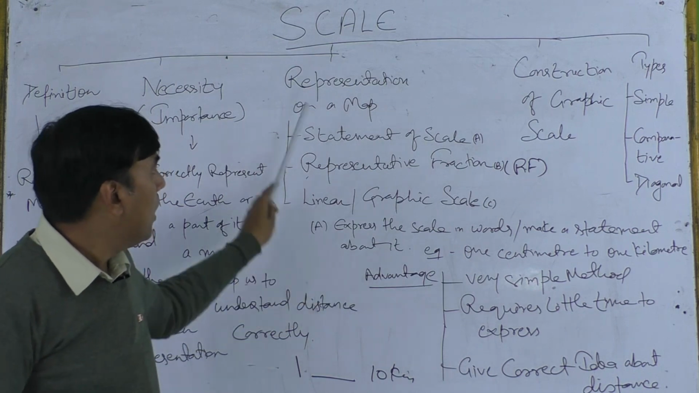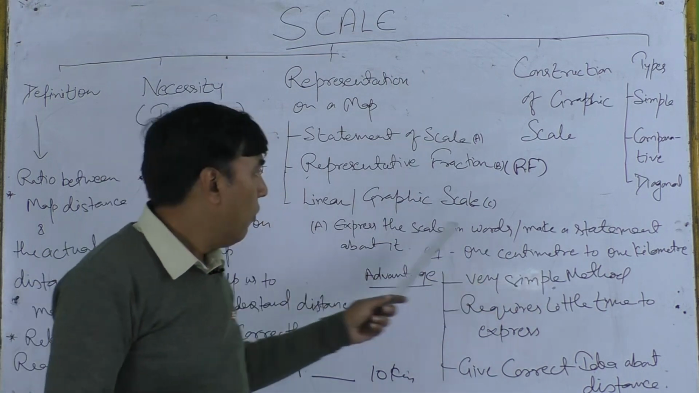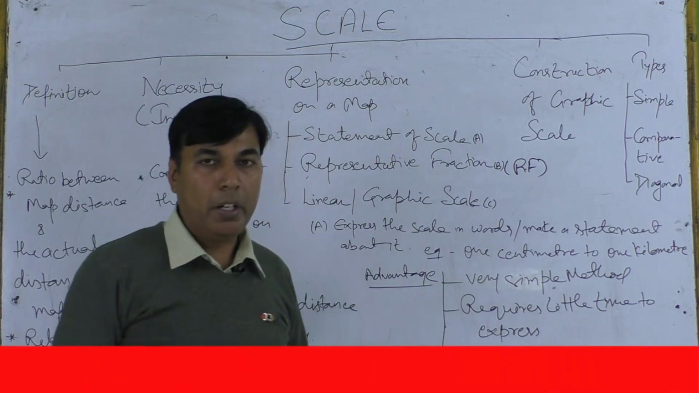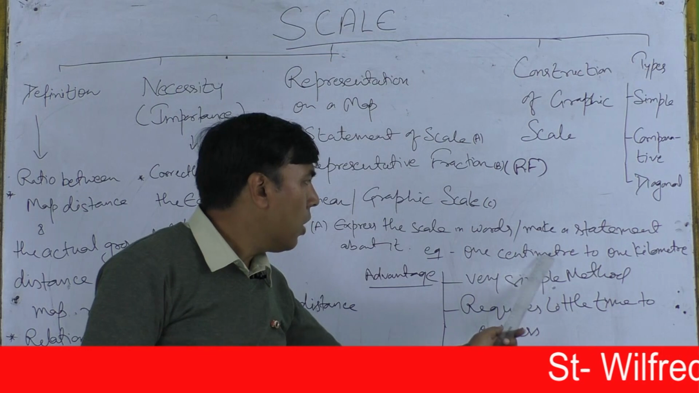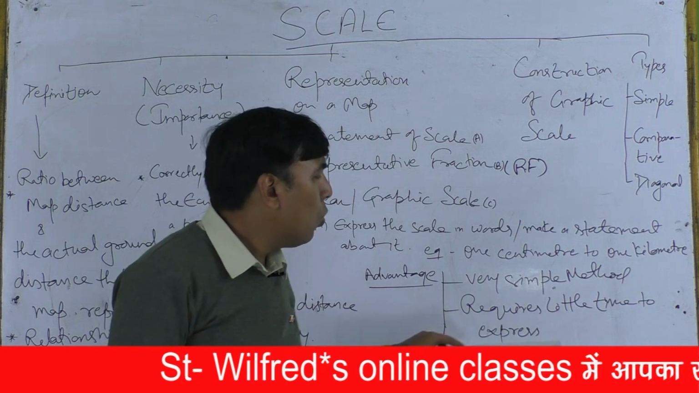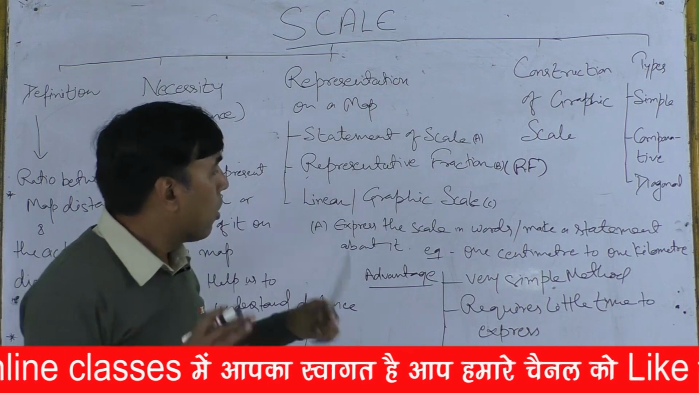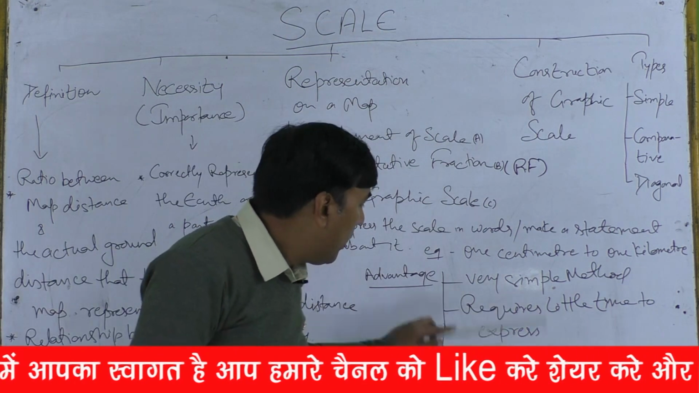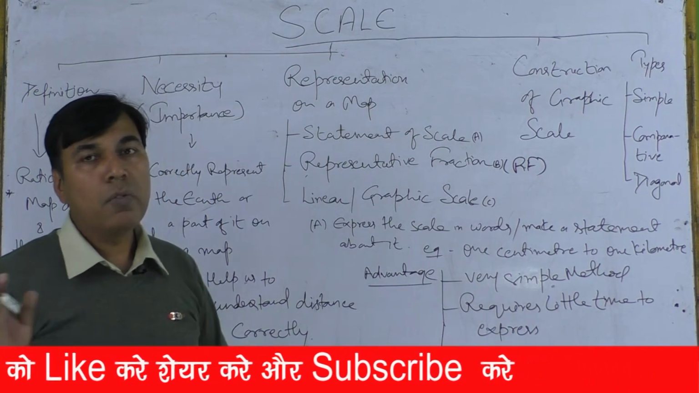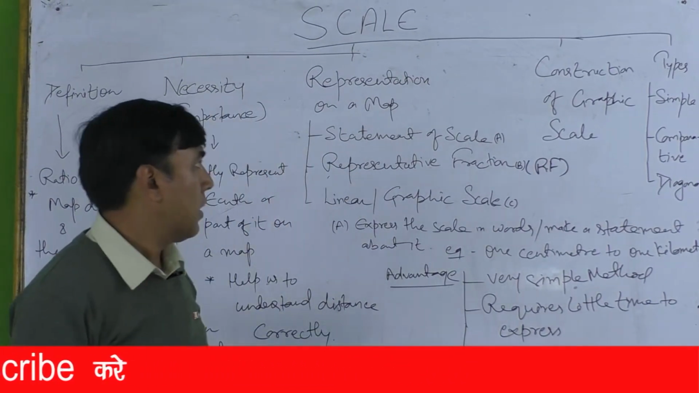What are the advantages of this statement of a scale? The first advantage is that it is a very simple method. Why? Because if we tell someone, we can say 1 centimeter is equal to 1 kilometer. We are showing the units also, centimeter and kilometer. Second, it requires little time to express. We need not any specific information or education. And last, it gives a correct idea about the distance. When we discuss with someone, we can say in an easy form, it gives the correct idea about the distance.